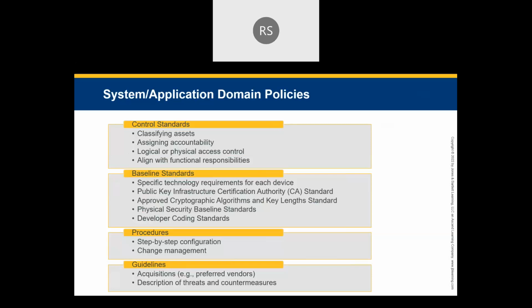Now, procedures within the system application domain provide step-by-step instructions. These instructions are used for configuring systems and applications, as well as managing changes to them. These procedures cover aspects such as system setup, secure application development practices, vulnerability patching, and change management process. By following these standardized procedures, organizations can ensure that systems and applications are properly configured, maintained, and updated in a secure manner.